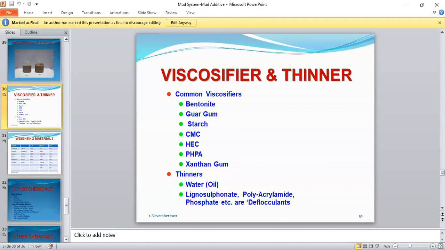Viscosifiers and thinners. Now, what is drilling fluid? Drilling fluid is that fluid that is pumped around during drilling. It's a fluid that is used during drilling for cuttings removal. What's the property that it uses for cuttings removal? Viscosity.